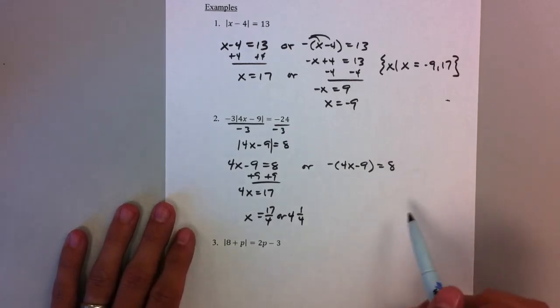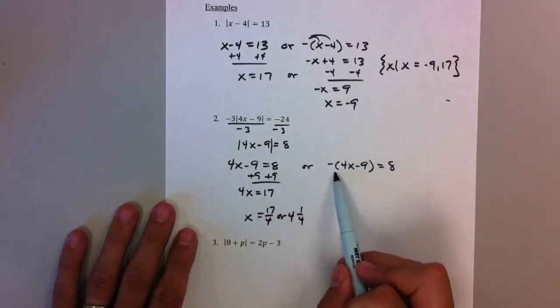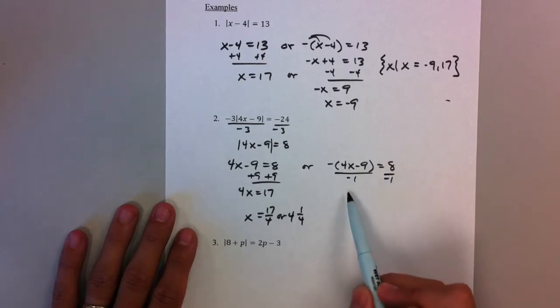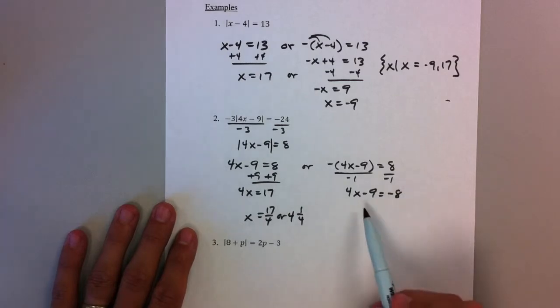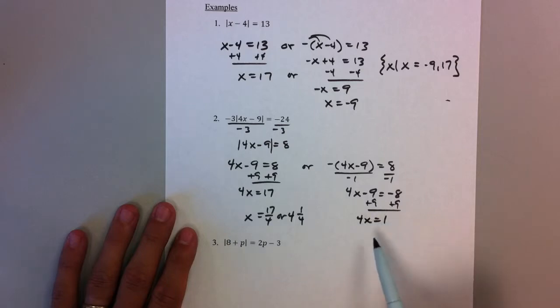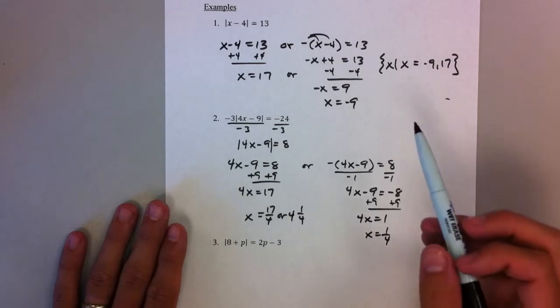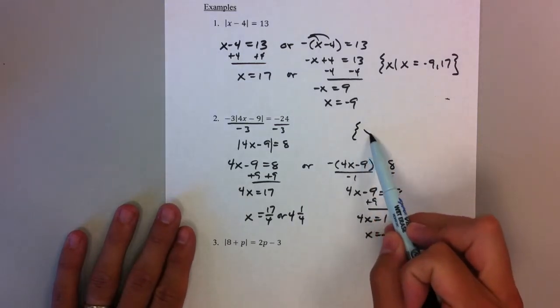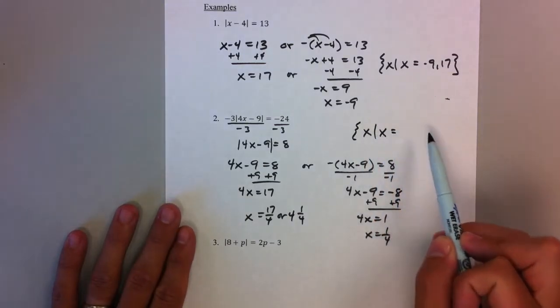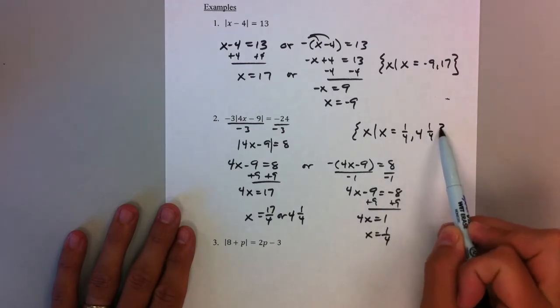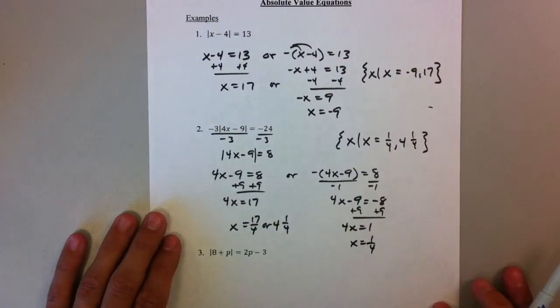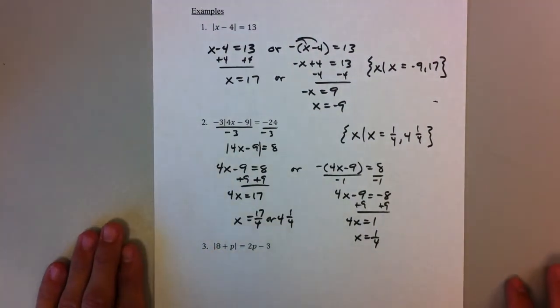Over here, what you could do is actually divide by a negative 1, just to get that negative out of there. Just an alternative. Add 9. 4x equals 1, so x is 1/4. So if I put my solution up here, all values of x such that x is 1/4 and 4 1/4. Okay, pretty straightforward so far.